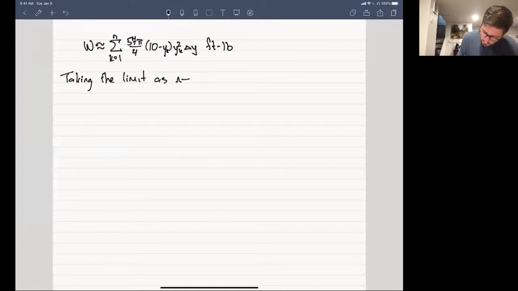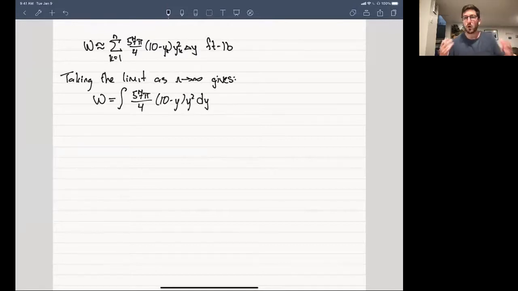as n goes to infinity, this is going to give us that the work is equal to the definite integral. We'll talk about the bounds in a moment. And then of this function that we were taking a Riemann sum of, so 10 minus y, y squared, and then dy. And so the question is, what are the bounds?